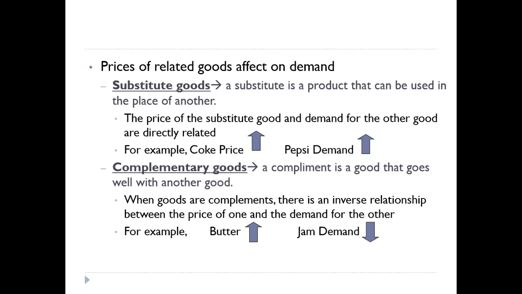Substitute good means what? Goods which we can use one in the place of another, that is a substitute good. Complementary good means what? Goods which have joint demand, complementary, joint demand. So we will be consuming such goods together. Okay.